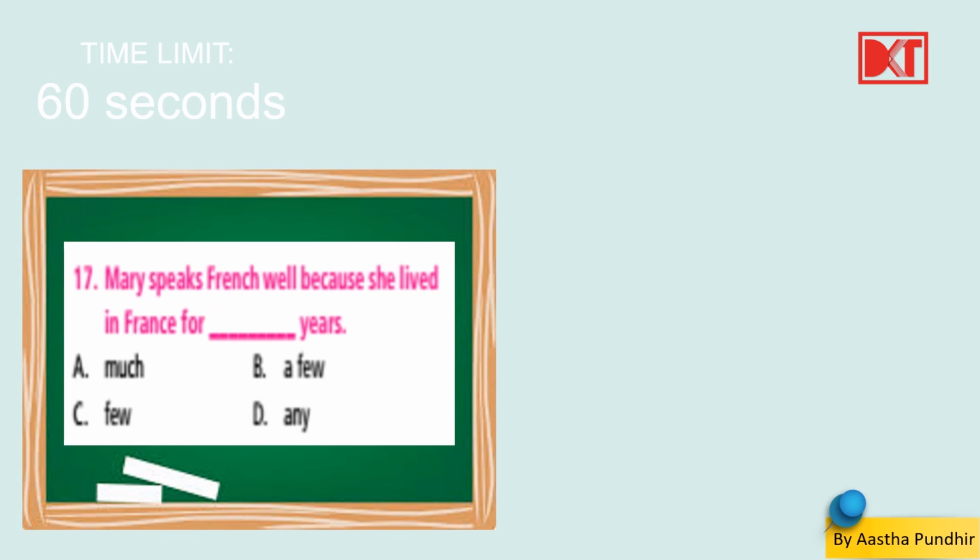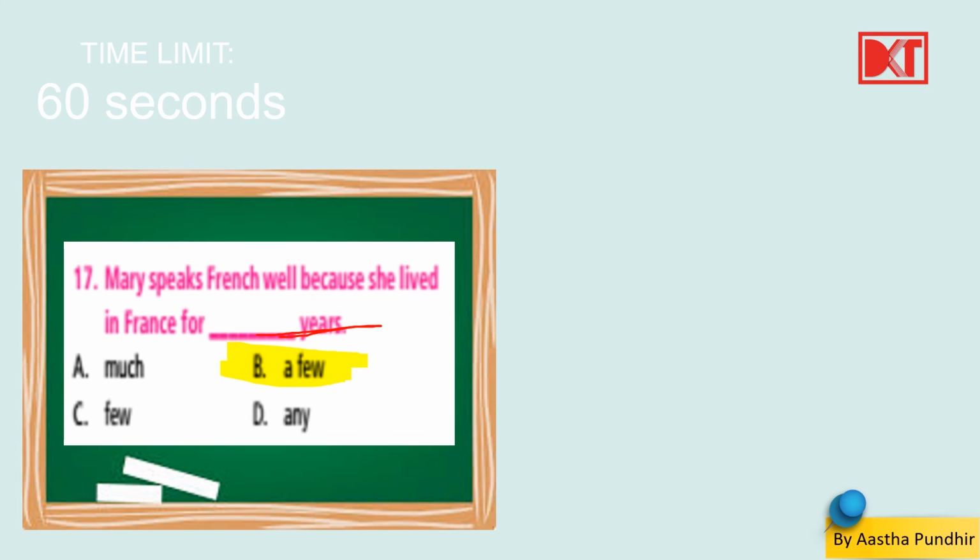Okay, next up we have Mary speaks French well because she lived in France for dash years. Much years, a few years, or any years. Okay, now here we're talking about years. Years is what? Countable or uncountable? Years is something which is countable. So here we use Mary speaks French well because she lived in France for a few years.